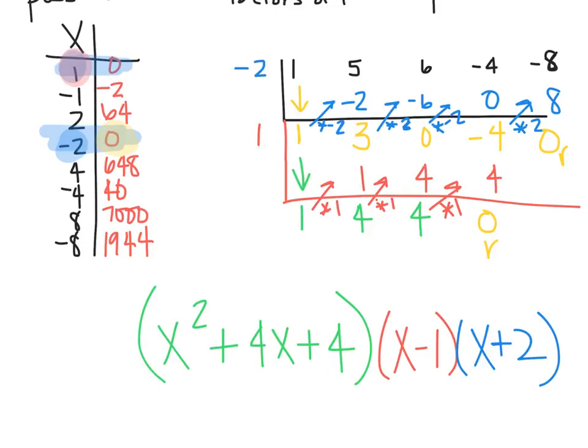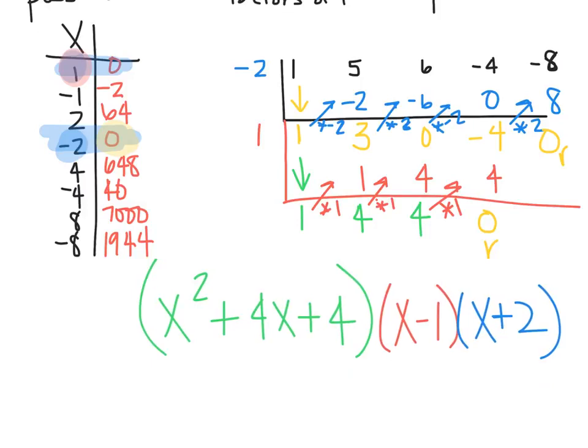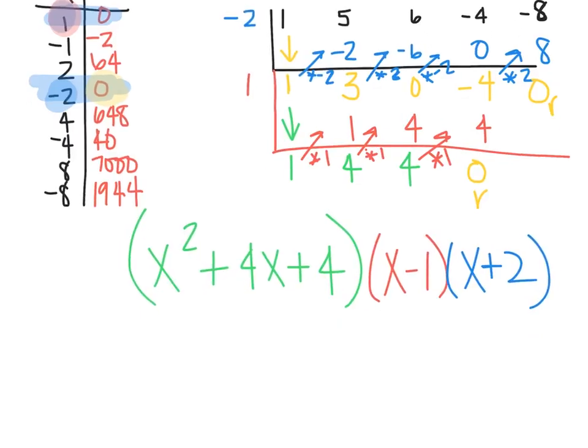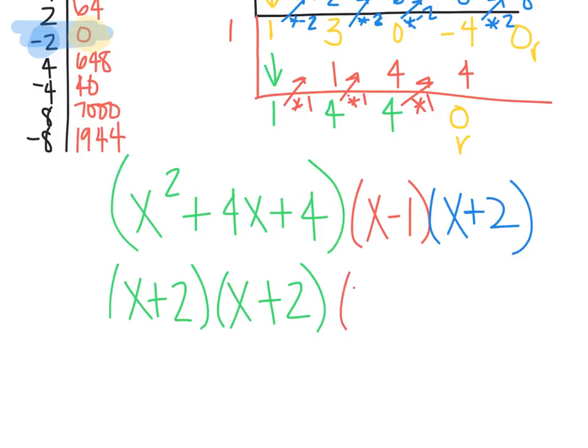I could do quadratic formula or AC method. This one factors. X squared plus 4x plus 4, that factors. Tell me what two numbers multiply to give you 4 and also add to give you 4. 2 and 2. So x squared plus 4x plus 4 is really x plus 2 times x plus 2. And then I still have an x minus 1. And I have another x plus 2.